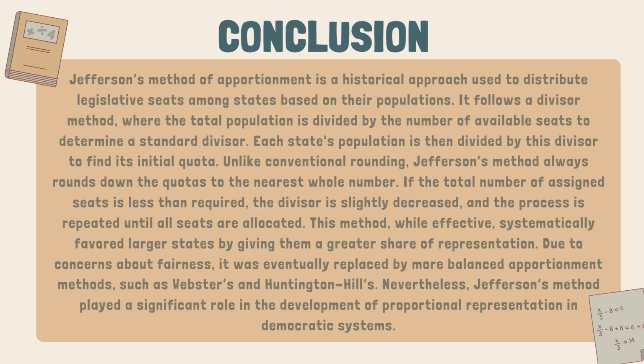This method, while effective, systematically favored larger states by giving them a greater share of representation. Due to concerns about fairness, it was eventually replaced by more balanced apportionment methods such as Webster's and Huntington-Hill's. Nevertheless, Jefferson's method played a significant role in the development of proportional representation and democratic systems.